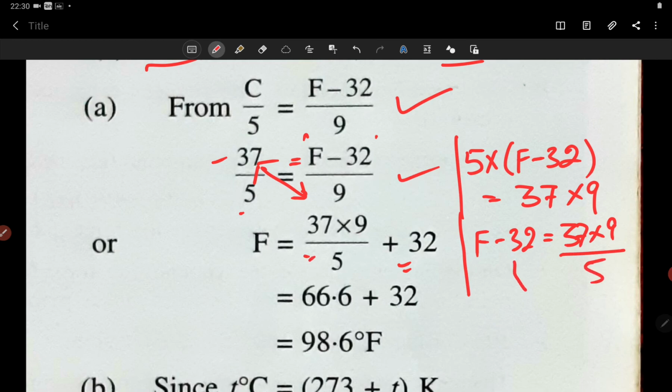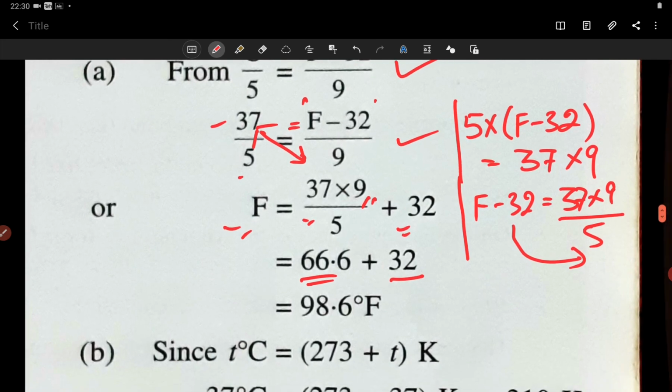So we have got till here. Then we can take this 32 on the other side, and thus we can get F equals 37 multiplied by 9 over 5 plus 32. So we can solve this and we can get it as 66.6 plus 32. Thus I am getting 98.6 degree Fahrenheit. So I hope you have understood this.